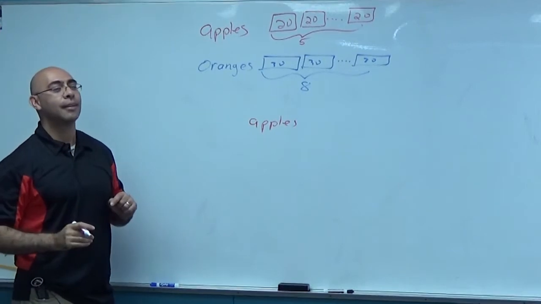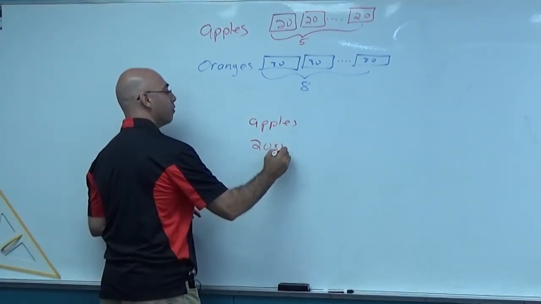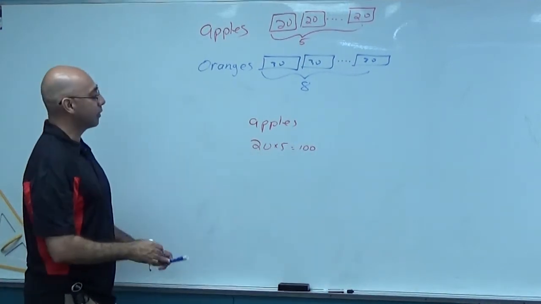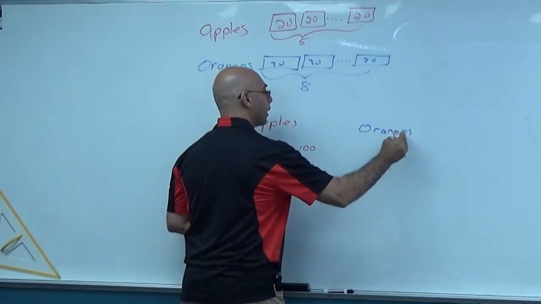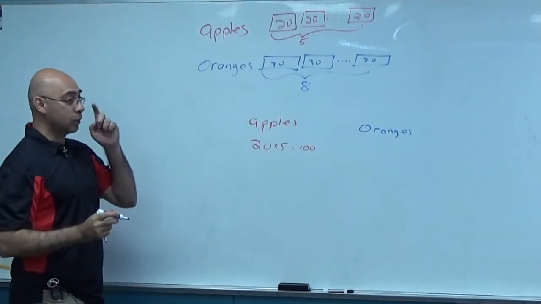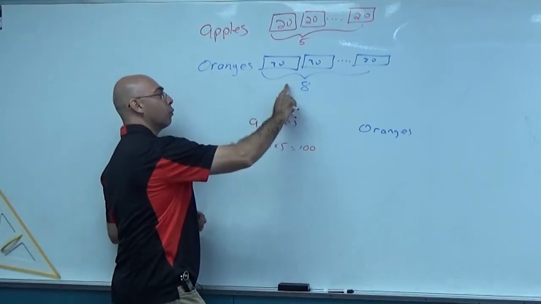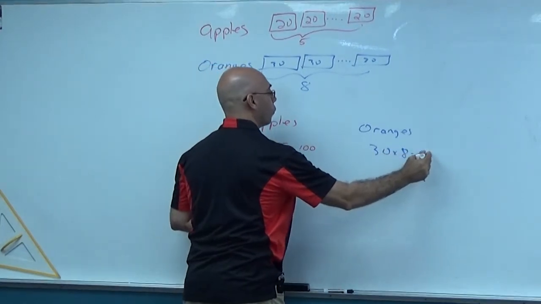20 times 5. You would do 20 apples times 5 boxes. That would give you 100 apples. Very nice. Well, how about oranges? How would I figure out how many oranges I had? 30 times 8. You got 30 in one box. We have 8 boxes, so it's 30 times 8, which is 240.